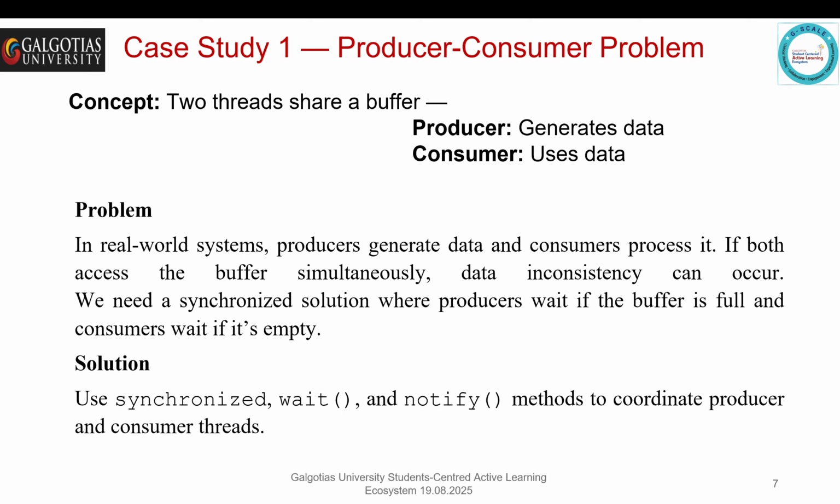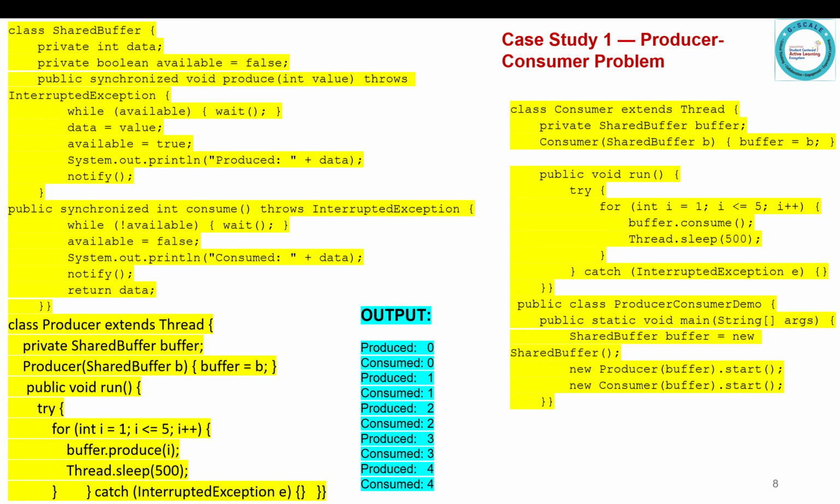In the producer-consumer problem, two threads share a common buffer. The producer generates data and the consumer uses that data. Both threads must coordinate their execution to avoid errors.